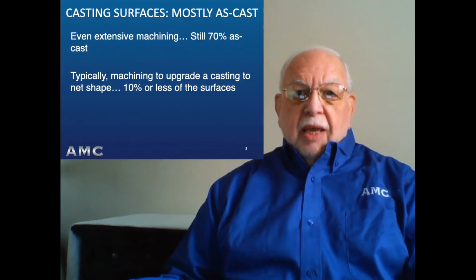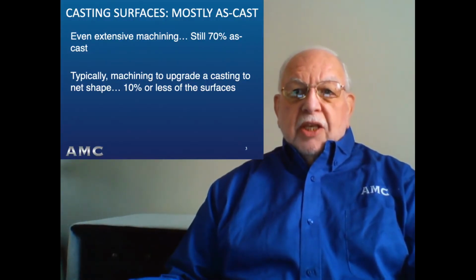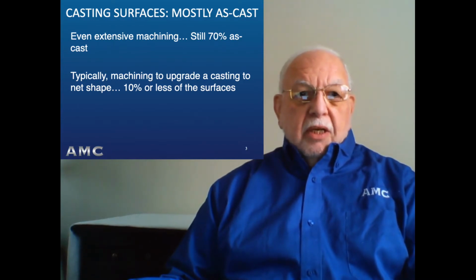Net shaping of castings involves a very low percentage of overall surface area. Even a casting that is extensively machined to reach net shape would still be 70% as-cast. Typically, the machining to upgrade a casting to net shape involves 10% or less of the total surface area.